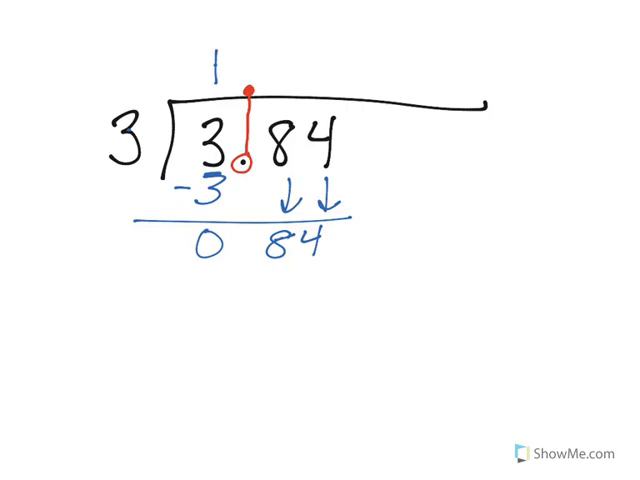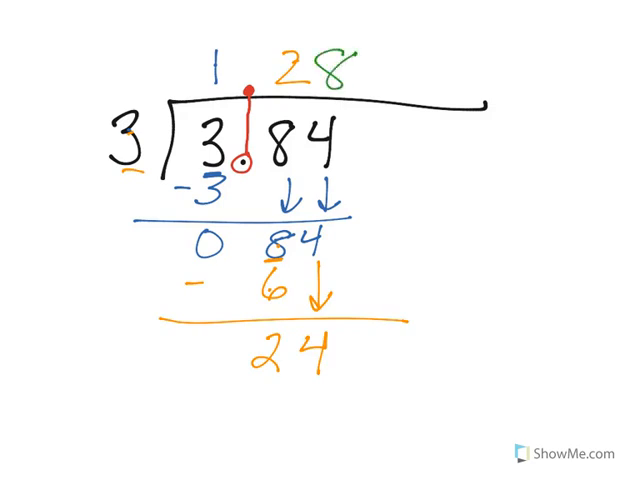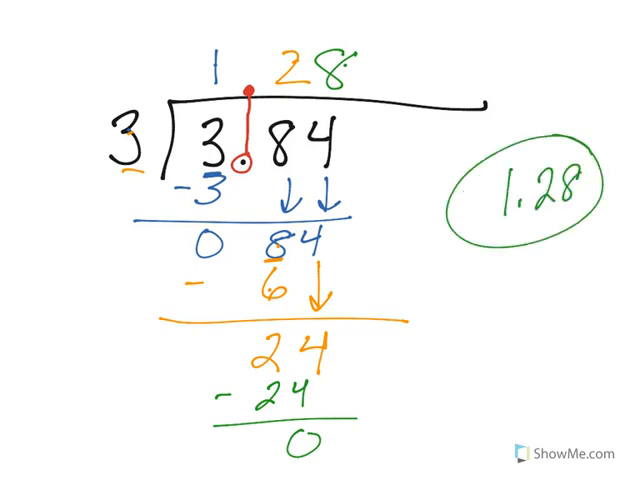But we do the same thing now. 3, and we look into 8. Well, 3 goes into 8 2 times. So 2 times 3 is 6, and I subtract. 6 minus 8 is 2. Bring down what's left. And now 3 goes into 24 8 times. So 3 times 8 is 24. I have nothing left. So my answer is 1 and 28/100ths.